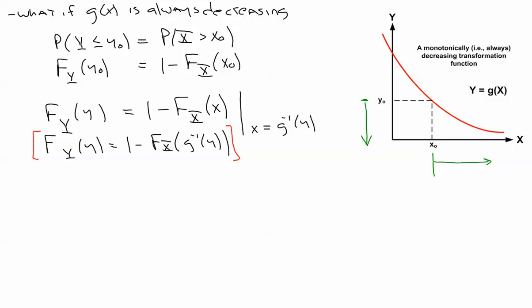All right. If g of x over here is an always decreasing function, then the cumulative distribution function for y is 1 minus the functional form for the cumulative distribution function for x, where I always and everywhere substitute g inverse of y for every little x. We can then find the PDF by taking the first derivative. And that's supposed to be a lowercase f, PDF.